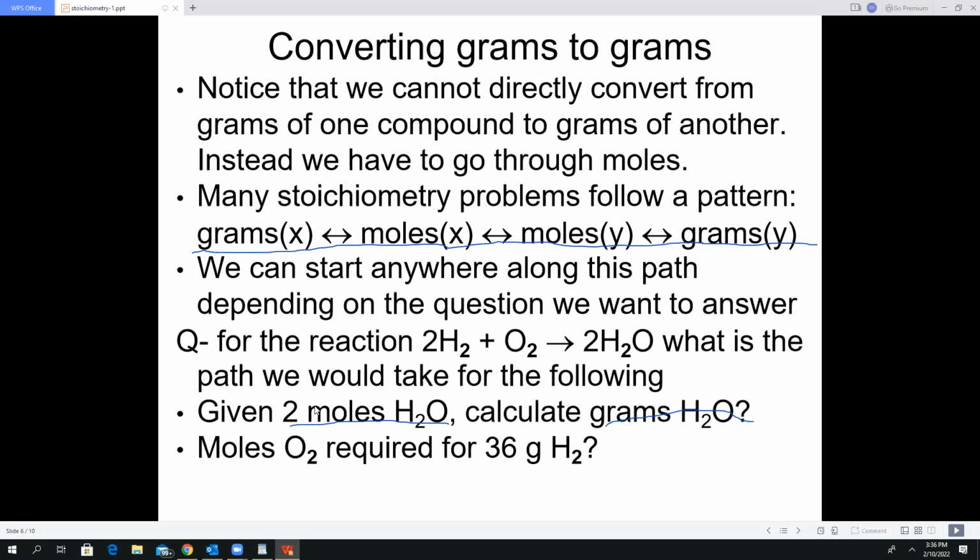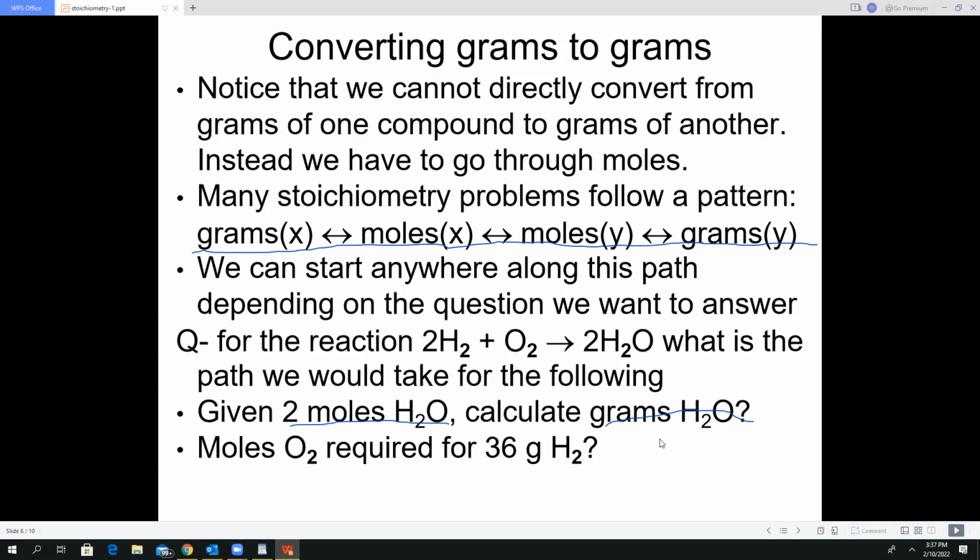Yeah, moles to grams again, but not moles of Y to grams of Y anymore, right? This time it's moles of X to grams of Y, correct? Because you notice the grams and the moles are different. The things that we're doing, O2 and H2, they're different. They're not H2O both times, you see? So that's why you're doing moles of X to grams of Y.